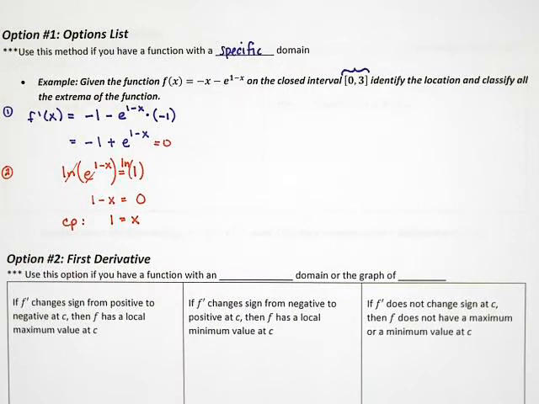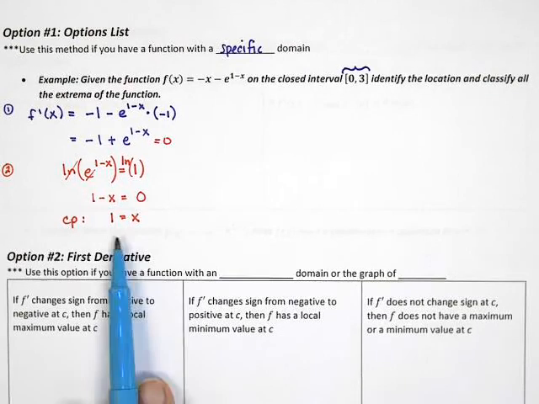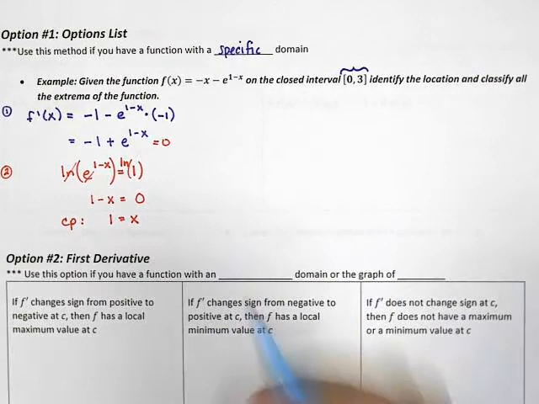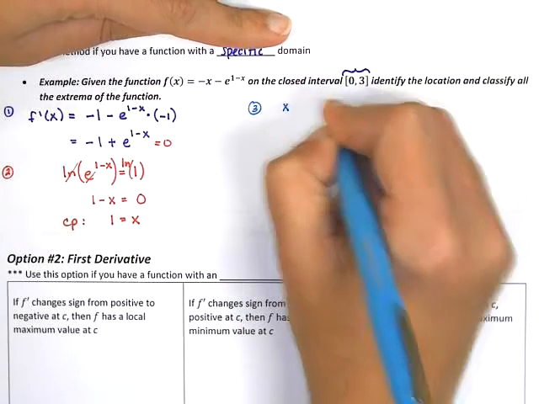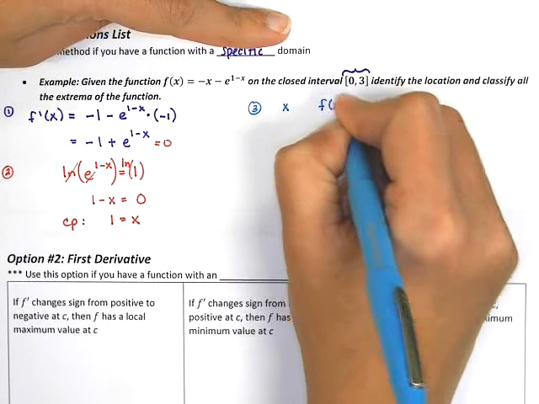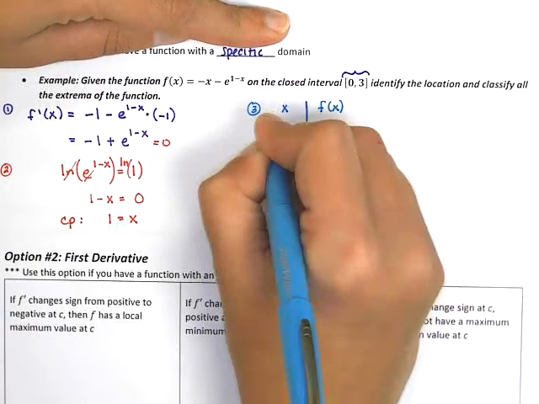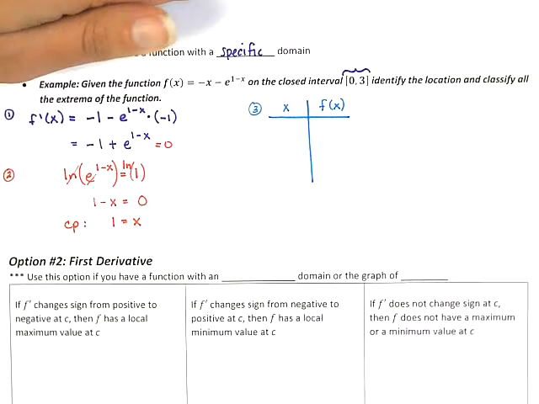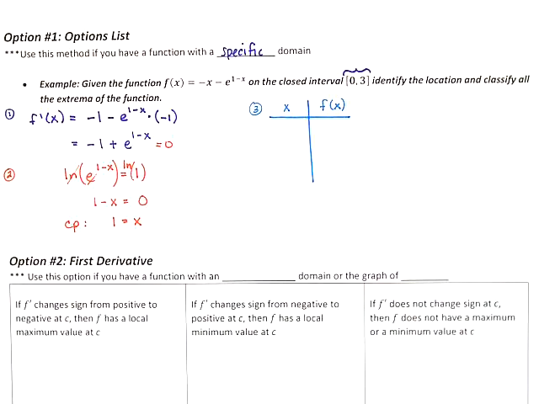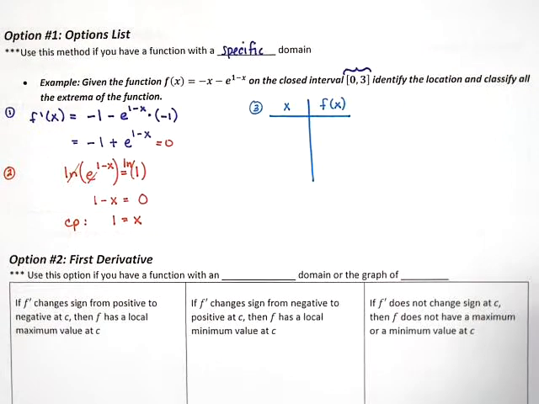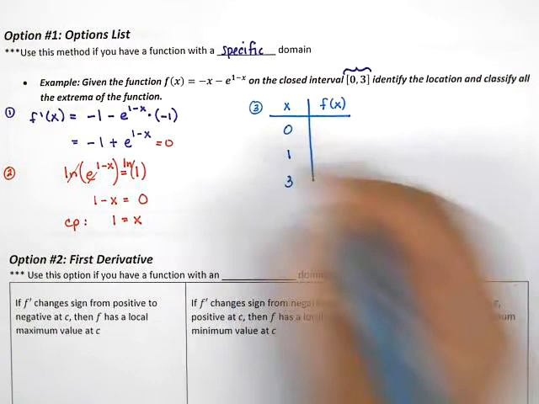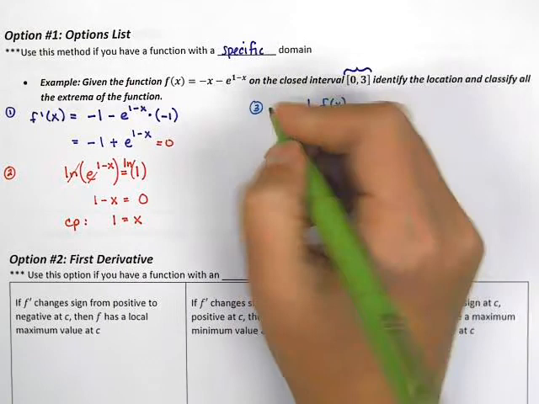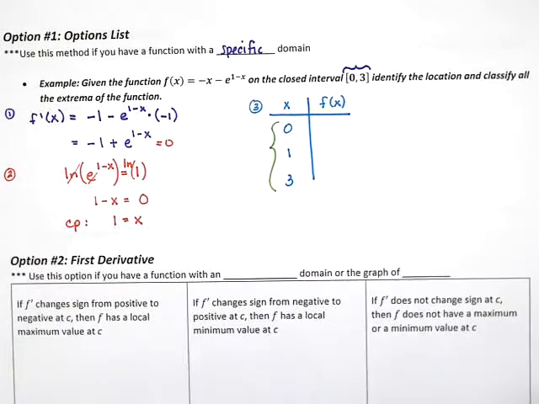Now, because we know that all extreme values must occur either at the critical points or at the endpoints, we would make a chart of values where we can see the x value and the y value, which we're going to call f of x, at the endpoints and at the critical points. This is what's called the options chart. Now your options would be 0, 1, and 3, because these are the endpoints and the critical points.